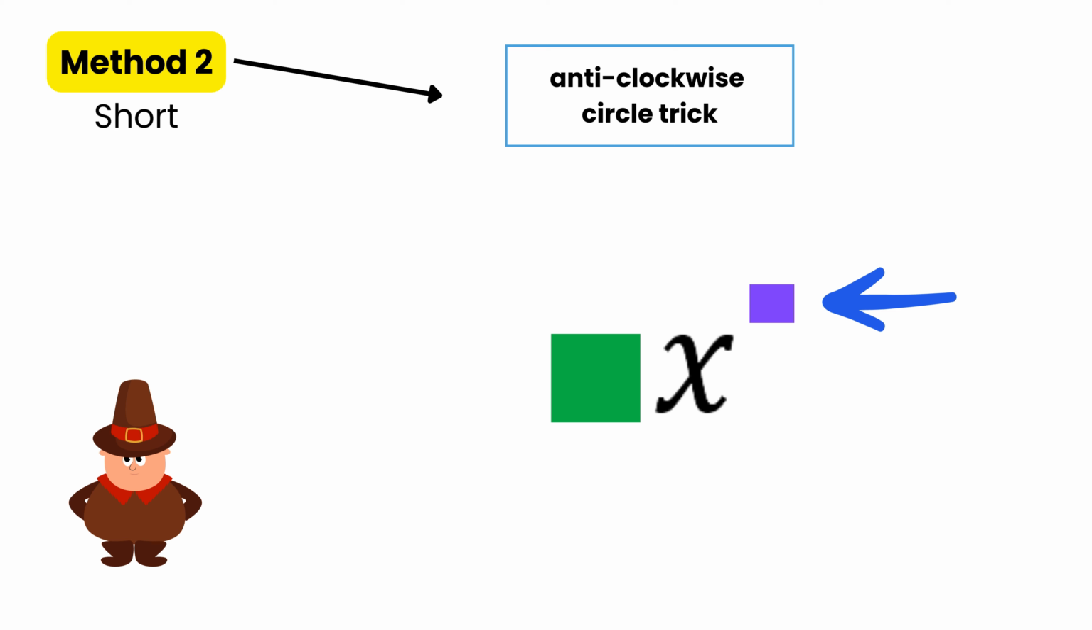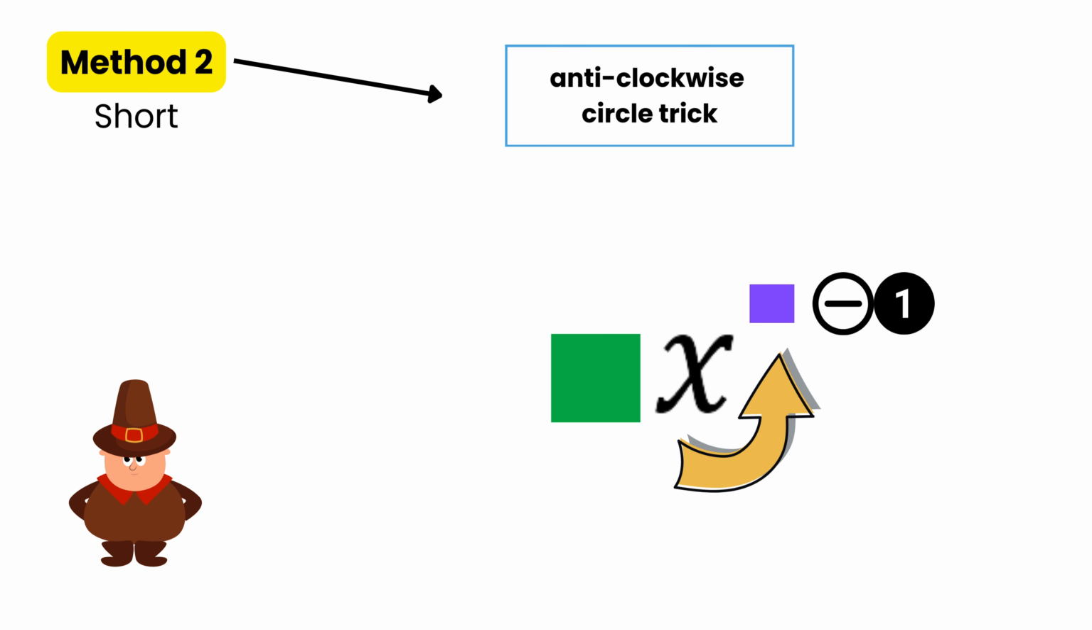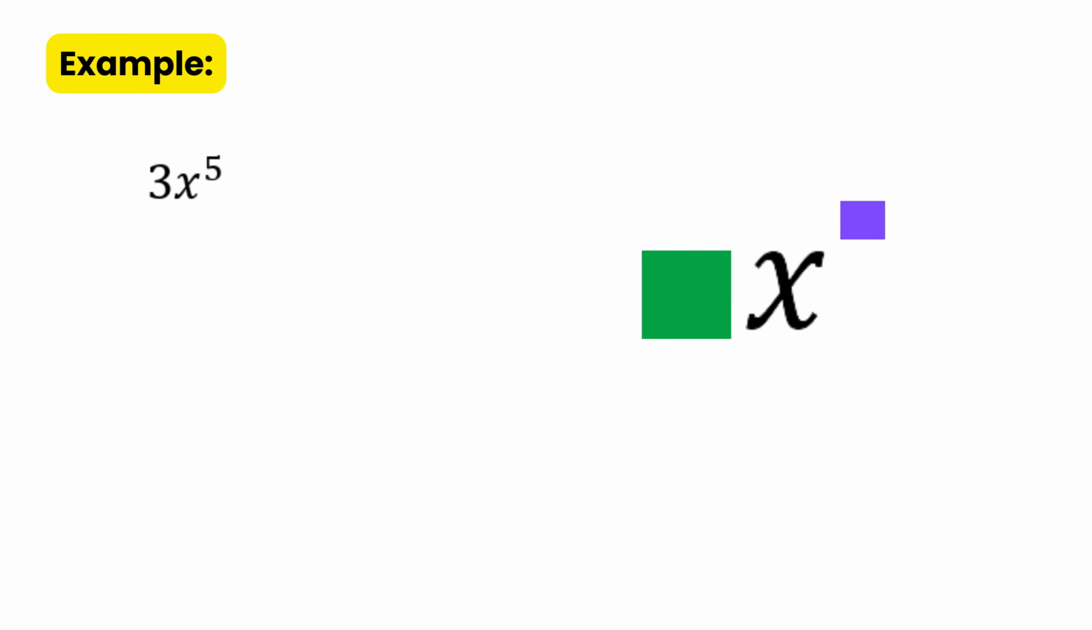Then, moving in an anti-clockwise circle, we take the power and multiply it with the coefficient. Just a reminder, the coefficient is the number, including its sign, that's attached to the variable, like the x. The final step to complete the circle is to go back to the power and then subtract 1 from it. And that's it. You've differentiated. Let's see it in action with an example.